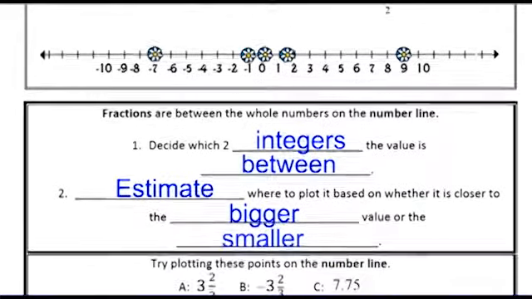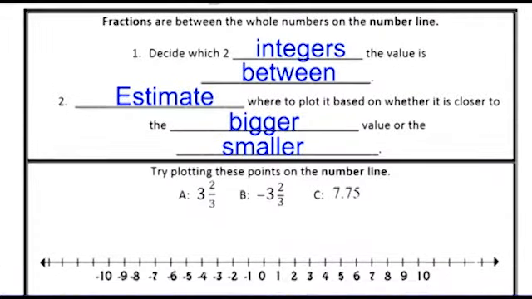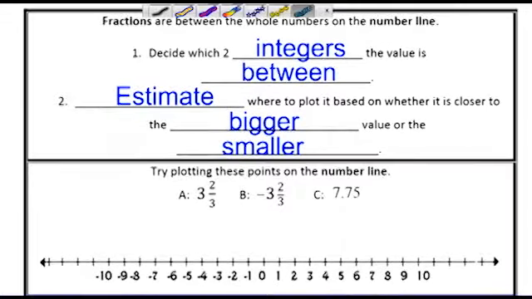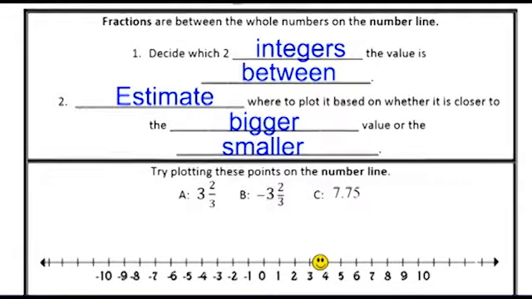Let's try plotting a couple of these together. 3 and 2/3. I picked two integers. It's bigger than 3 but smaller than 4. 2/3 is closer to 4. -3 and 2/3. Now I need to think. Less is more with negatives. So it's between -3 and -4. So we're closer to -4.